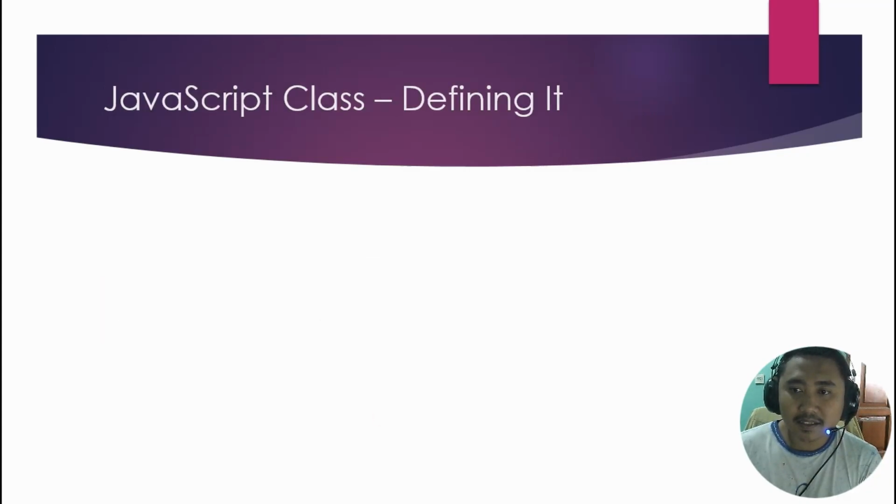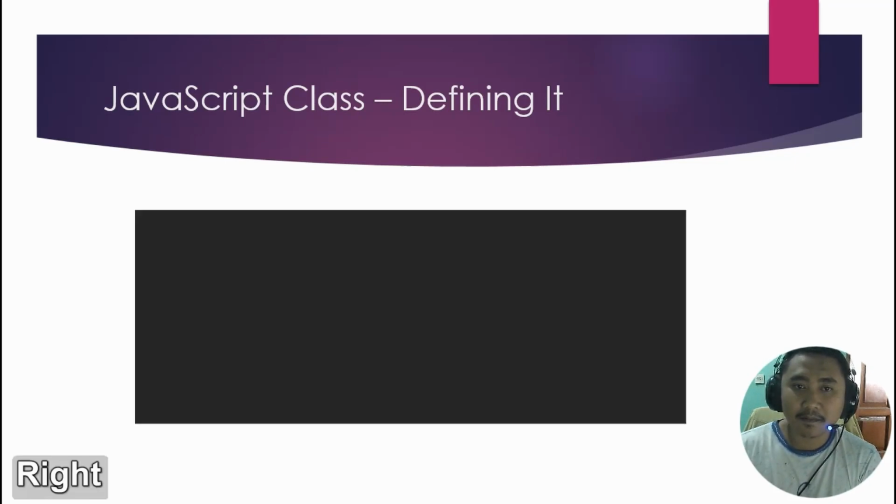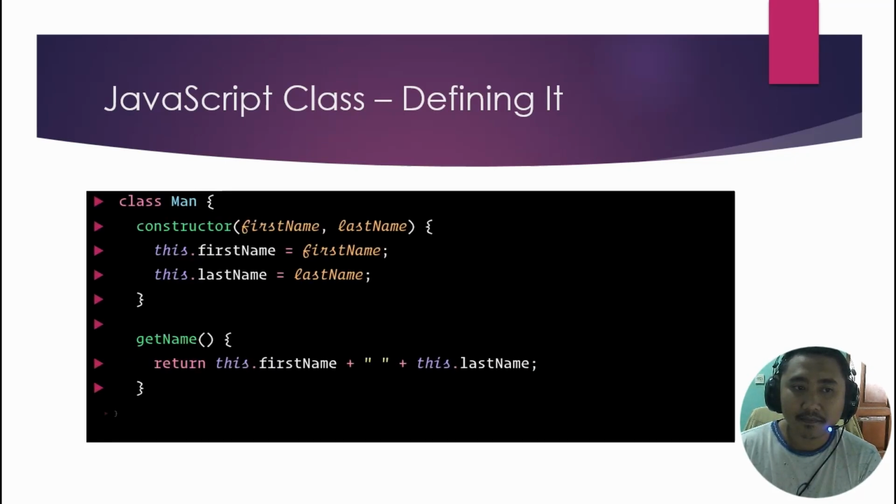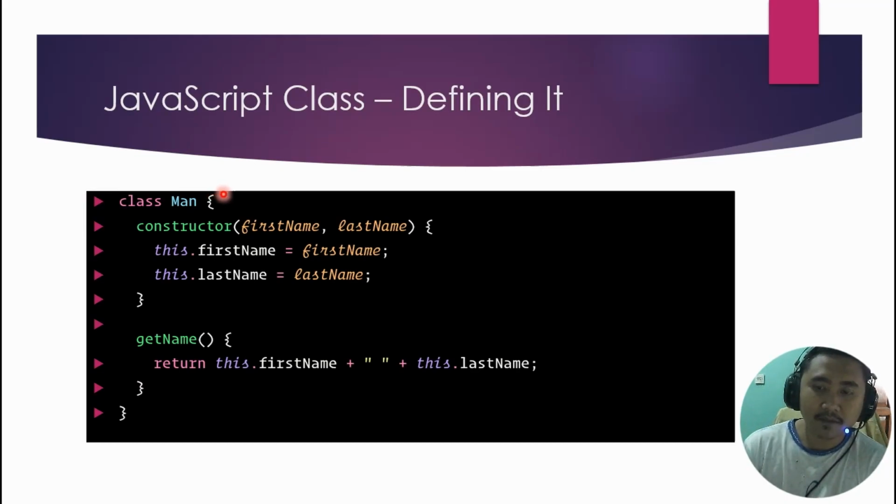Now, let's see an example of a Man class. When we created this Man class, we call it defining a class. So every class we define will have a constructor with its parameter, and when the class is instantiated, the constructor will assign this parameter to the class.